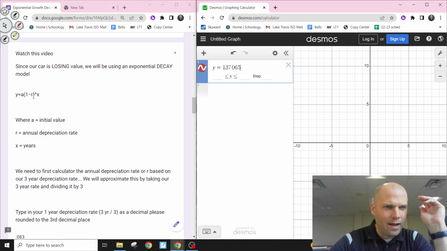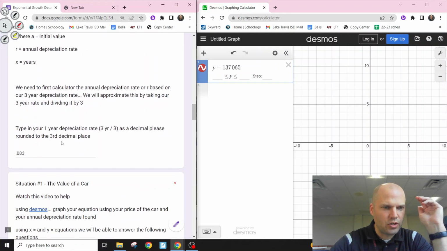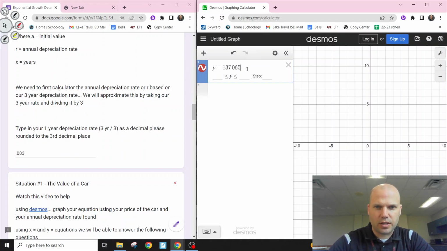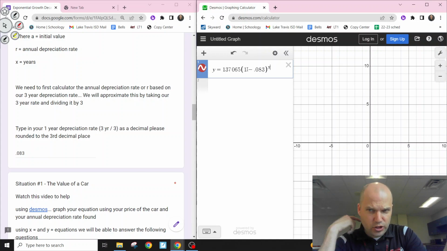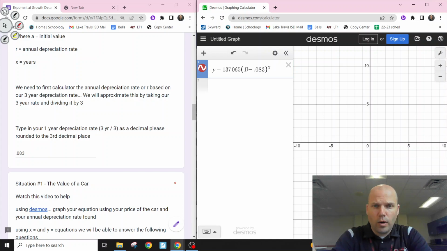And my annual depreciation rate is 0.083. So I'm going to say this is times (1 minus 0.083) to the x. Use the caret, which is shift 6, and then x. Now, what's the first thing we see? Where's my graph? You're not going to see it because the initial value when the year is 0 is 137,000.